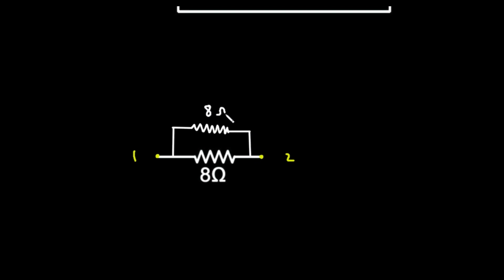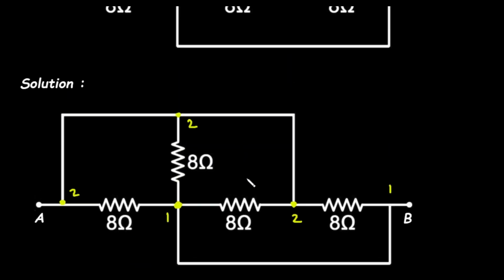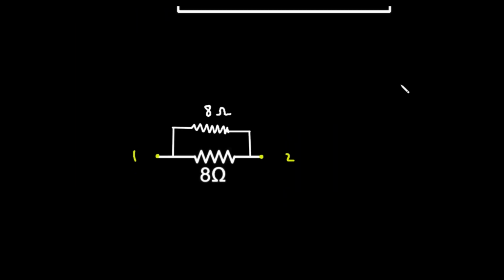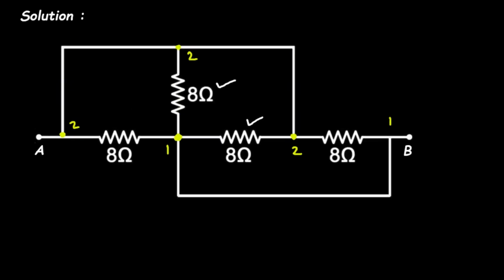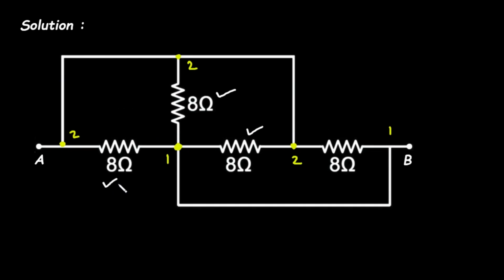So this is 8 ohm. Now this is completed and this is also completed. Now next this 8 ohm. Now here we can see it is connected to 1 and 2. So again we will connect a resistor between 1 and 2. So it will be like this. So this is also 8 ohm. Now next this is also completed now.